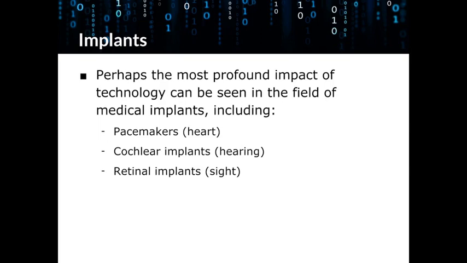Cochlear implants, these are used to help you hear. And there are retinal implants, which, when you have damage to your retina, can actually bypass that and provide sight. So, some incredible advances, and we're going to look now at a cochlear implant and how that works.